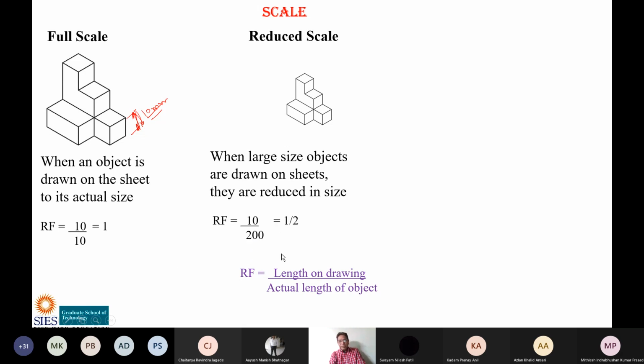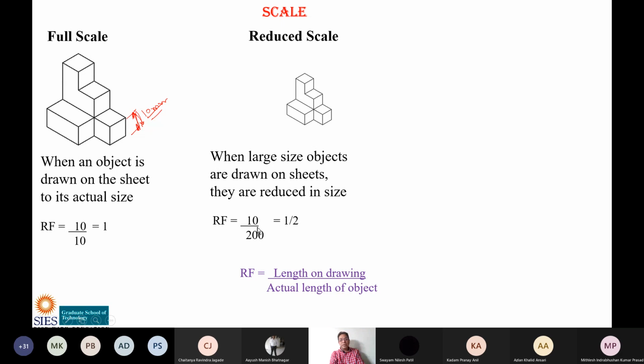See, actual length of object is suppose 200. Any dimension, you can take any dimension because this is having same unit. Actual length is 200 and on paper I am drawing that 200 as 10 mm only. So I have taken the scale as 200 kilometer is equal to 10 kilometer, something like that. Okay, 200 centimeter is 10 centimeter. Then that is called as RF.